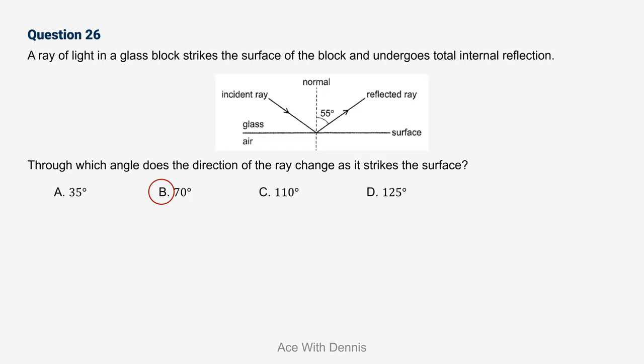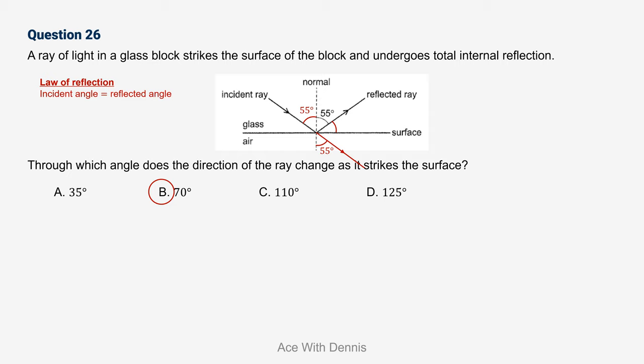To get this value, let's look at the diagram first. This angle, which is the incident angle, is 55 degrees because based on the law of reflection, the incident angle equals the reflected angle. Since the reflected angle is 55 degrees, the incident angle will be 55 degrees as well. Next, if there is no surface between the glass and the air, the incident ray will continue to move in a straight line. This angle will be 55 degrees because it is the vertically opposite angle, hence it is 55 degrees.